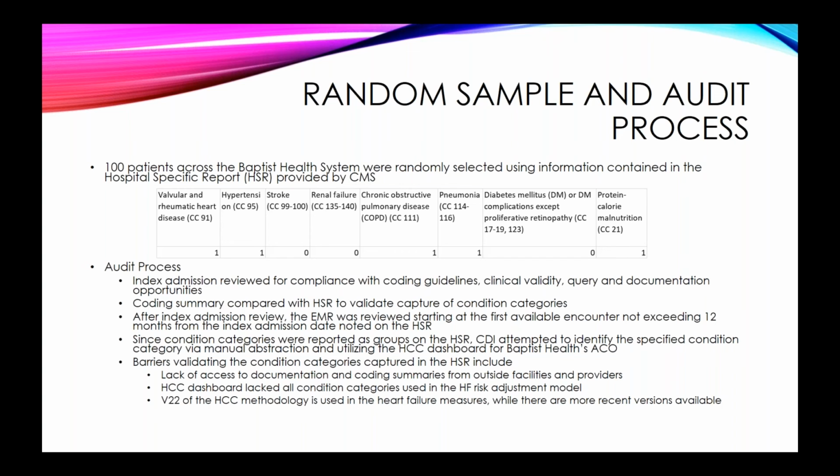Condition categories that were reported on the HSR are sometimes reported as a group, and you'll see here, like for diabetes, there's a group of these. It was hard sometimes to identify which exact condition category a risk adjustment would have fallen into. So that was one of the barriers that we had. But luckily, since we do have an ACO associated with our system, they had an HCC dashboard that we were able to utilize that helped us identify where some of the patients fell into.